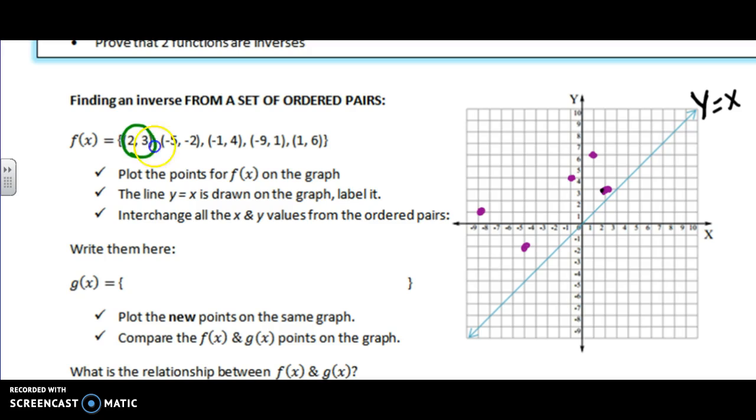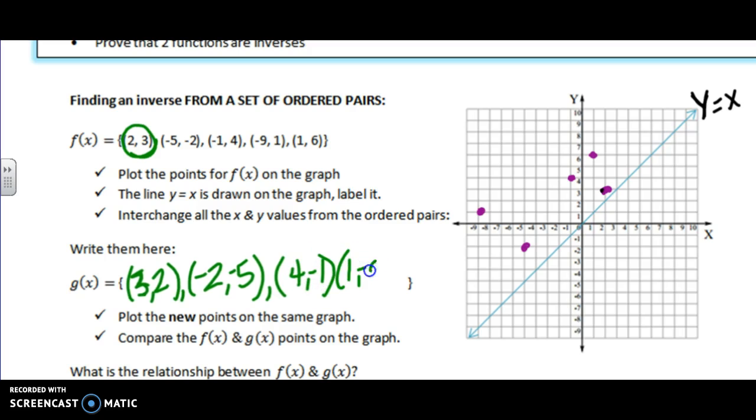Interchange means to take, for instance, this one's going to become 3, 2. The next one's going to be -2, -5. You're not changing any of the signs, you're just changing the order of them. So 4, -1, 1, -9, and the last one would be 6, 1. And then plot those new points on your axis as well. So we're going to hit pause, plot those points, and then compare what the old points and the new points look like. So hit pause and plot your points.